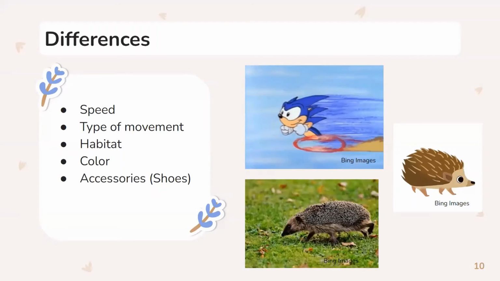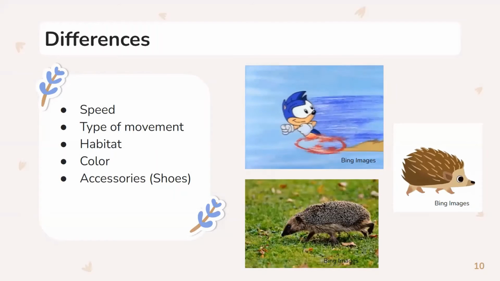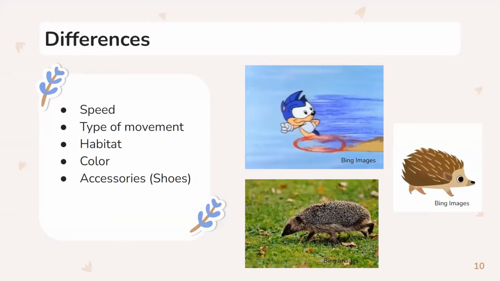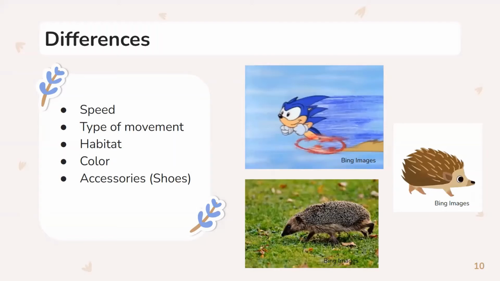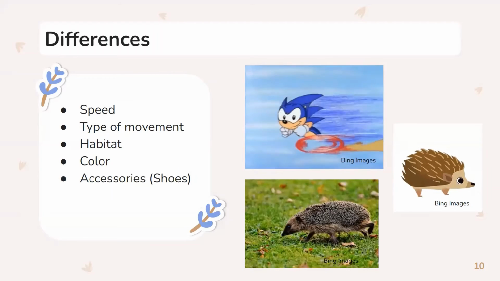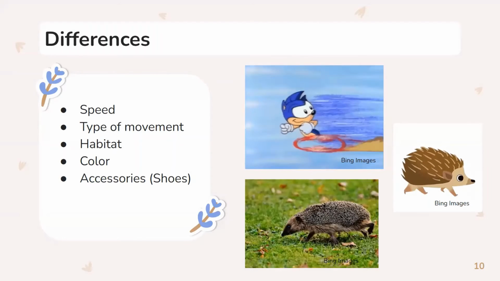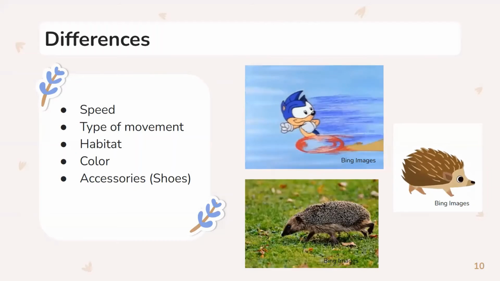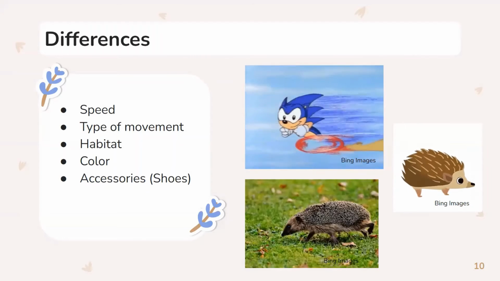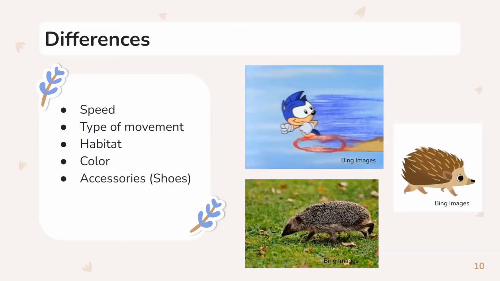So today I'd like to point out 5 differences between Sonic the Hedgehog and the hedgehog. The first difference and the main difference for Sonic the Hedgehog is his speed. Sonic the Hedgehog can reach the highest speed of 767 miles per hour. That's as fast as most planes and sometimes faster.